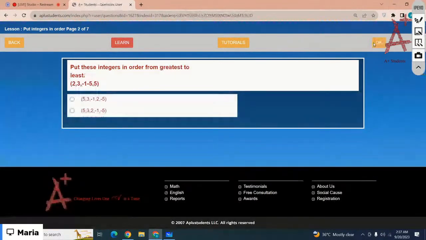Put these integers in order from greatest to least. So how do you arrange them? You have to write the greatest number first and then the least one. Which is the correct option, 1 or 2?